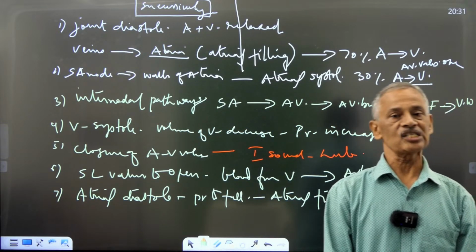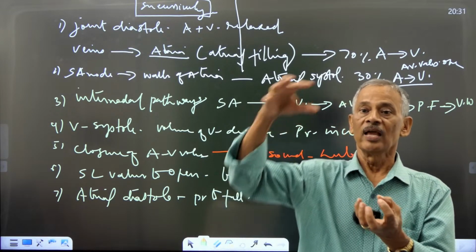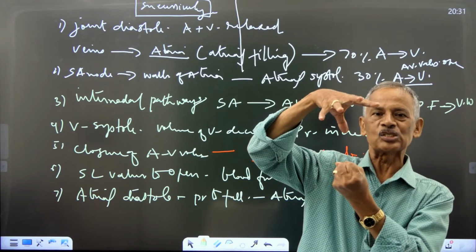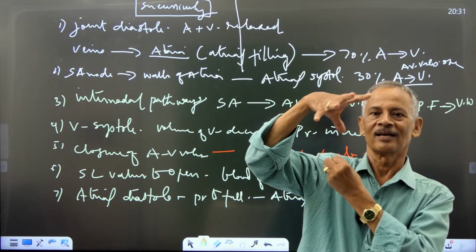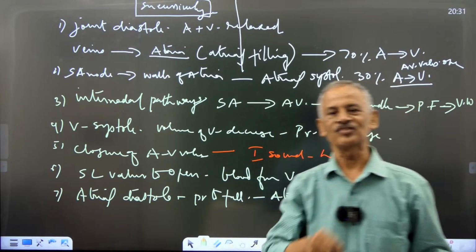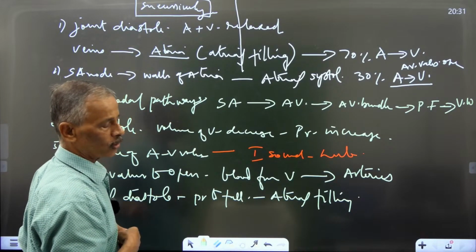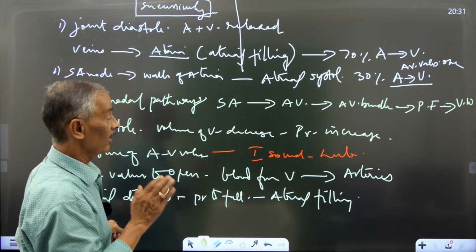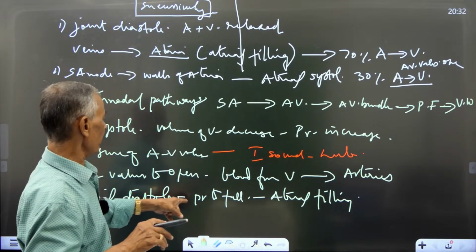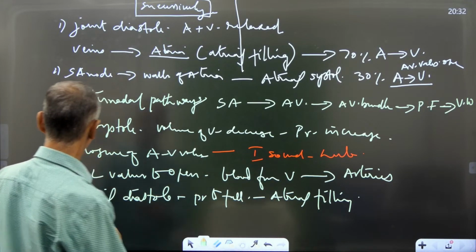So atrial diastole occurs when the ventricle is in systole. These two are occurring simultaneously. When the atrium is contracting, the ventricle is in diastole. Okay. That is the mechanism in which our heart is working. They are not contracting or relaxing simultaneously, but after a gap, successively. Now, when atrial diastole is occurring, we are having the atrial filling.